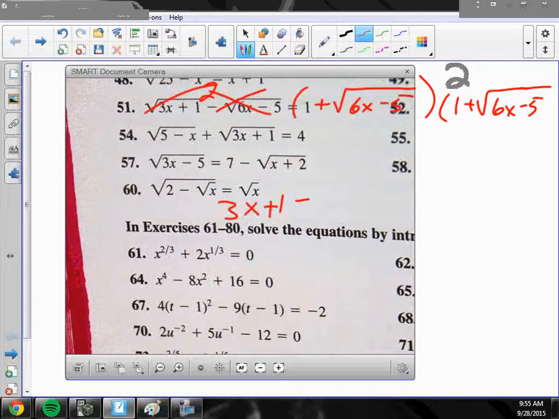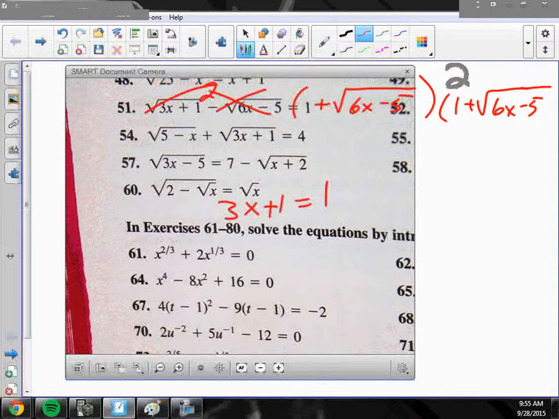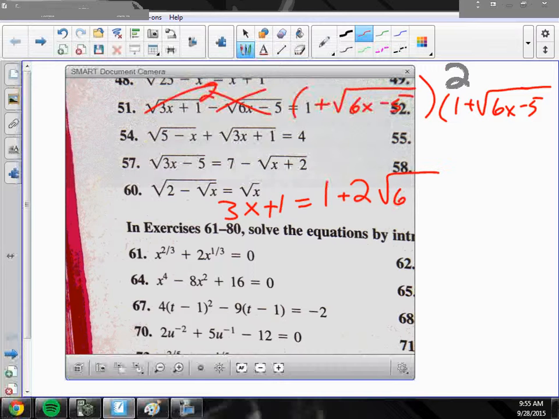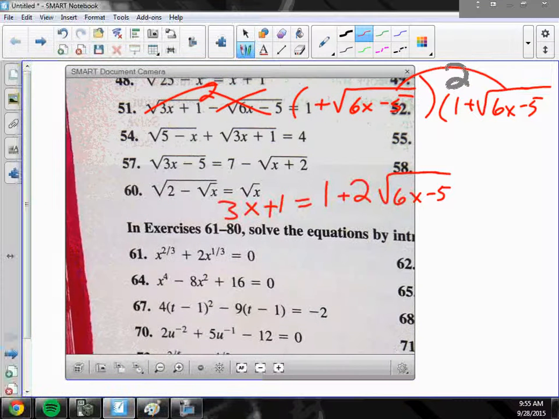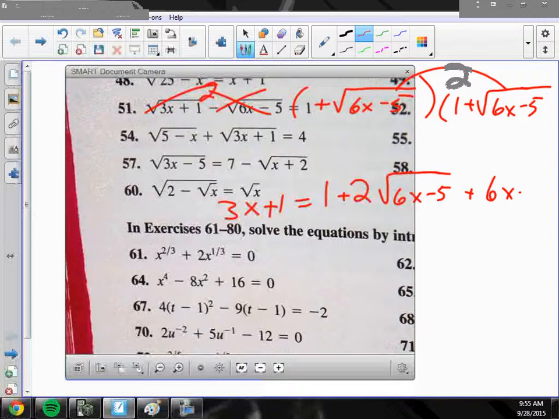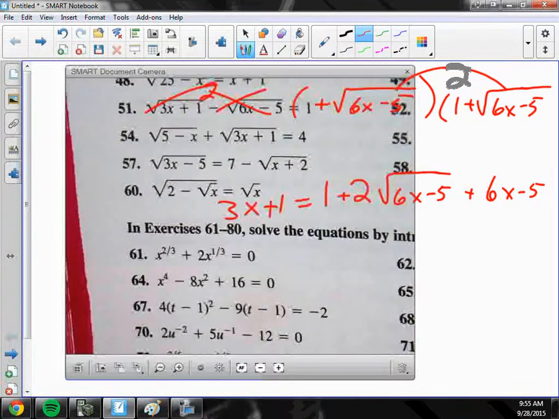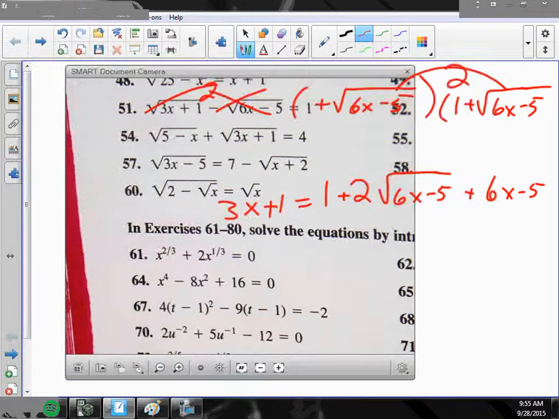So that gives me 1 times 1 is 1. And the next 2 terms are identical. They're both the square root of 6x minus 5. So if I add those together, I get plus 2 square root of 6x minus 5. And the last one would be, if I multiply these together, I get plus 6x minus 5, because a square root times itself is just what's on the inside. Okay? Now what should I do? I got to move everything to the left side except the square root that's left and square again.